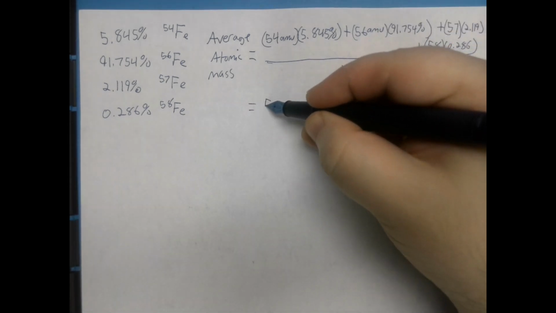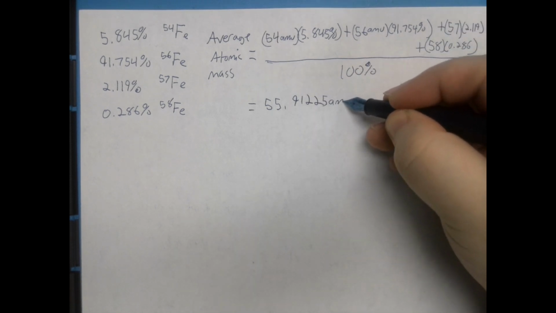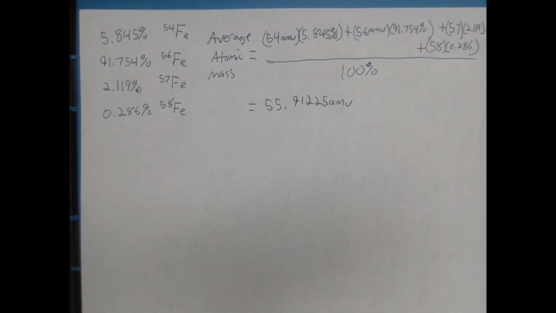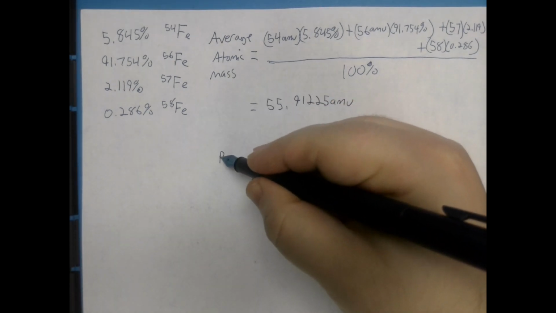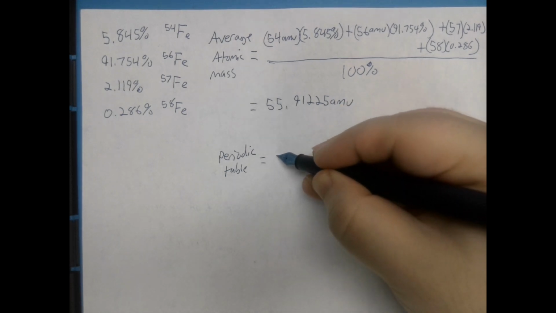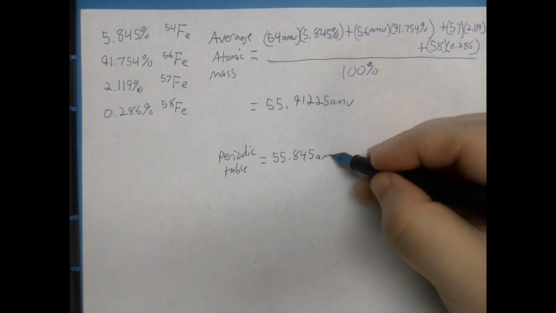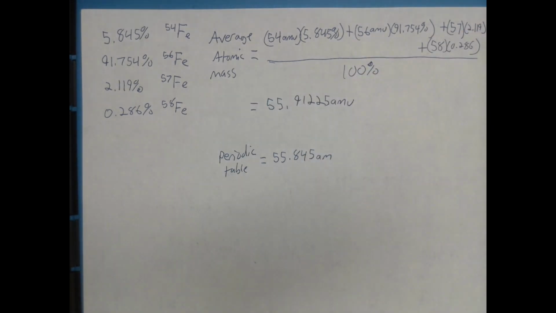And we get an average of 55.91225 AMUs. Looking at the periodic table, it shows that the average is 55.845 AMU. So our assumption of a proton being 1 does get us slightly off from the true value. But again, for the purposes of this class, this is close enough.